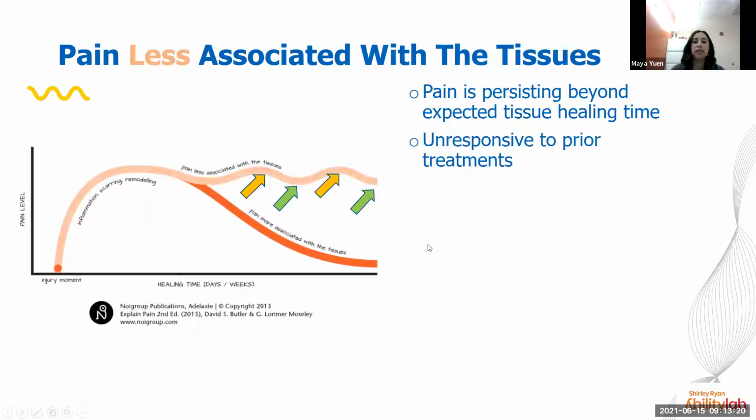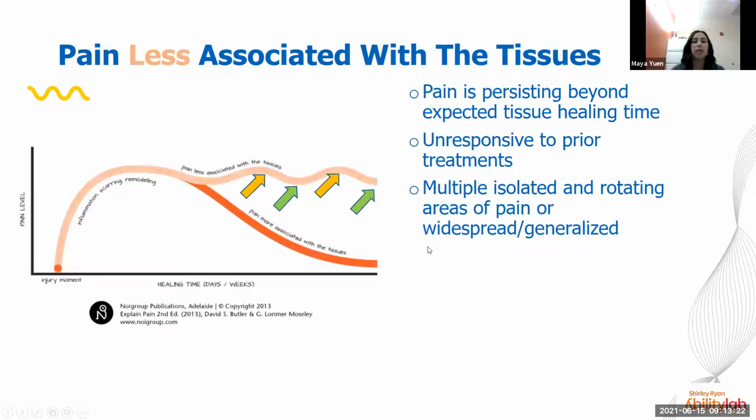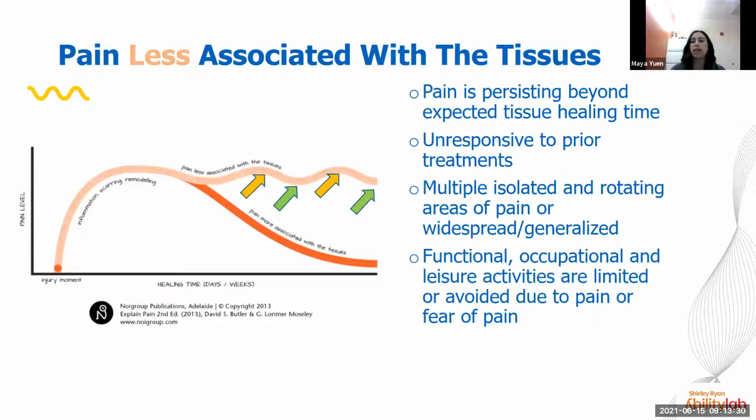They've tried many treatments with minimal to no relief. They may start to report spreading of symptoms to other areas, or just widespread generalized pain. And they may demonstrate limitations in functional, occupational, and leisure activities, or they'll just report that they're avoiding things altogether due to pain or even fear of pain. And then, as Dr. Margolis discussed, you'll start to see changes in mood and changes in sleep.